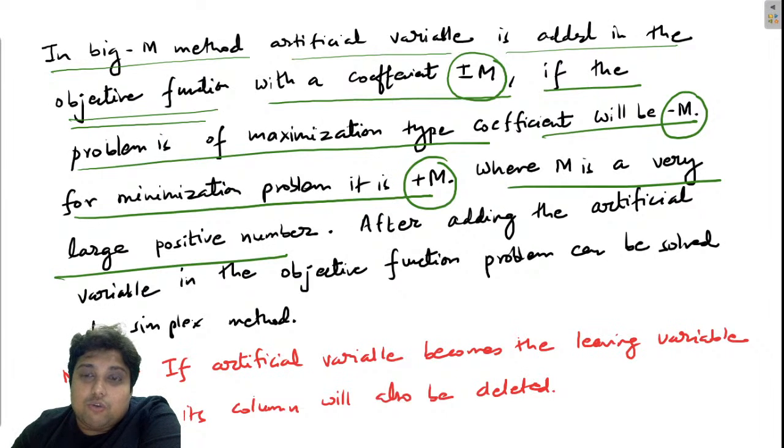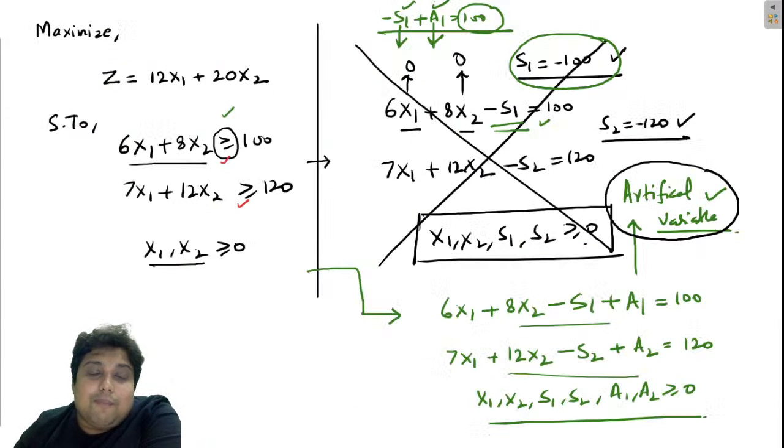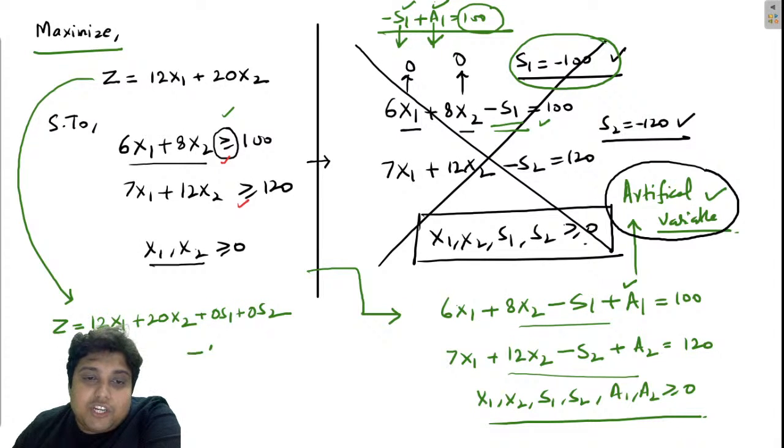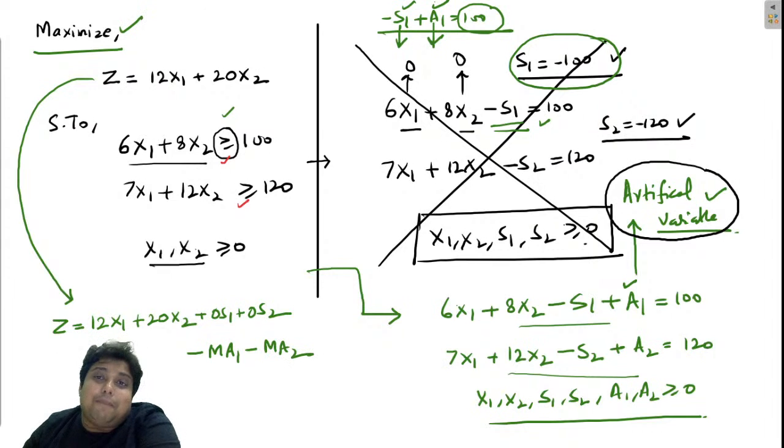Let me explain that to you. If in this very problem I modify the objective function and I write z is equal to 12x1 plus 20x2 plus 0s1 plus 0s2, and because it is a maximization problem, I will add the artificial variables in the objective function with a coefficient minus M: minus Ma1 minus Ma2. If it had been a minimization problem, I would have written plus M, but now I have written minus M. So what is happening?